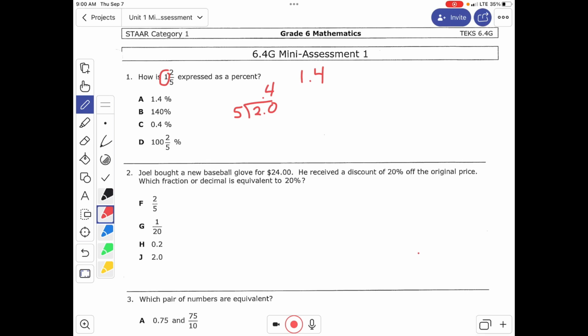1.4. What's 1.4 as a percent? Remember, we move the decimal over 2 spaces and put in a 0. That makes it 140%. So was it 1.4%? Was it 140%? Was it 0.4%? And it certainly wasn't 100 2/5. So the correct answer is B.